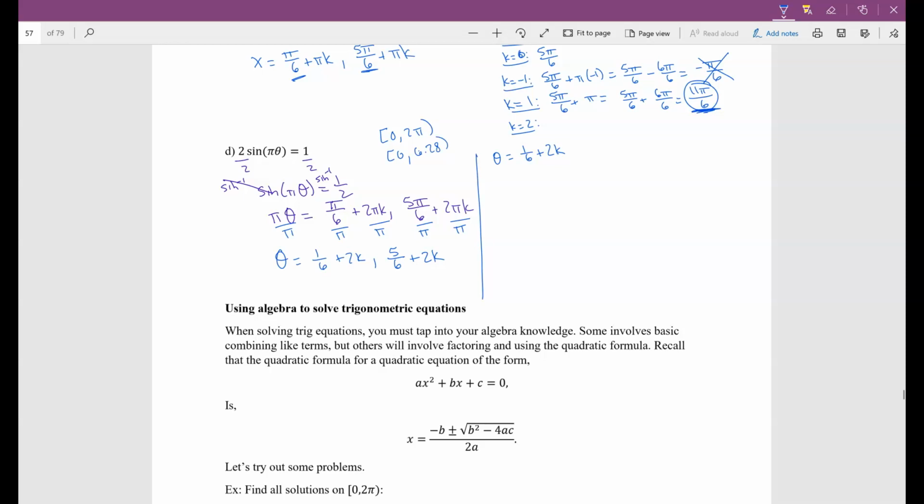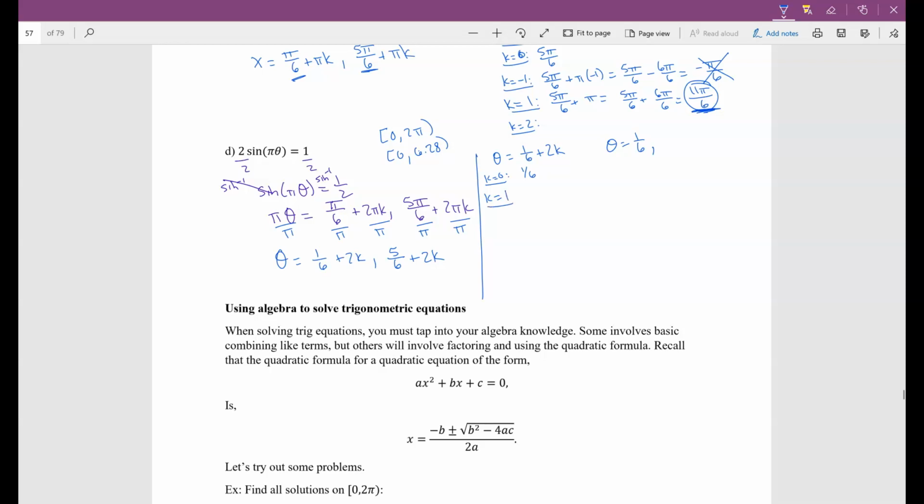So the first thing that you can do is plug in k equals 0. When I put in k equals 0, you're just going to get 1/6. Obviously that 1/6 is within that interval, so theta equals 1/6 is one of the answers. If I plug in -1 in here, notice that the 2 is going to be bigger and I'm going to get a negative number, which is clearly less than 0. So that's not going to work.